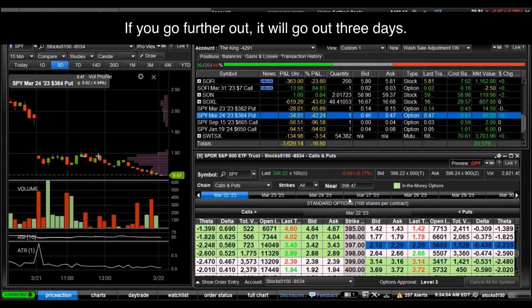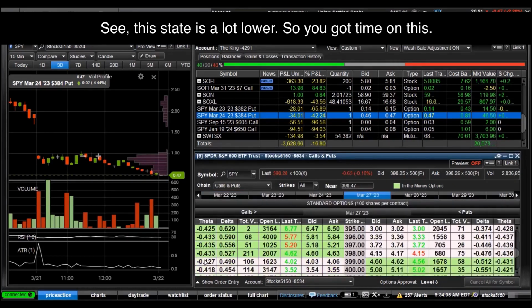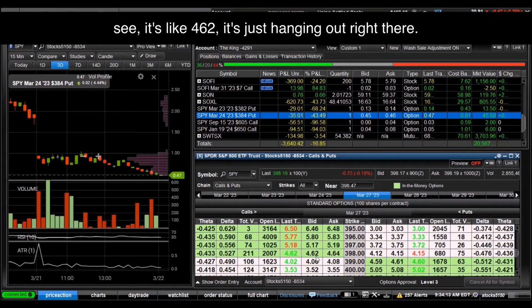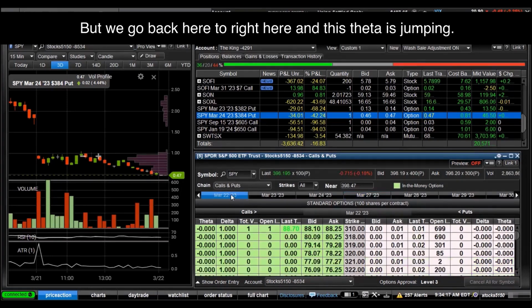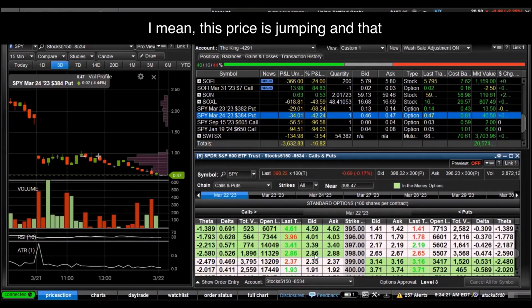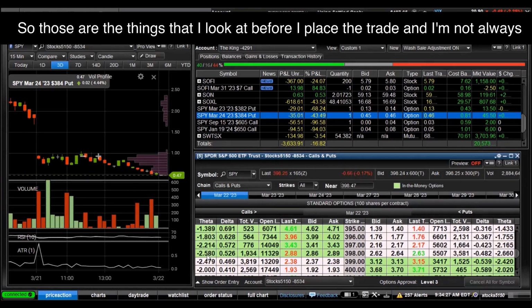If you go further out, it will go out 3 days. See, this theta is a lot lower. So you got time on this. You see this price isn't moving as much. You see it's like 462. It's just hanging out right there. But we go back here to right here, and this theta is jumping. I mean, this price is jumping, and that theta is a lot higher. You understand? All right, so those are the things that I look at before I place a trade.